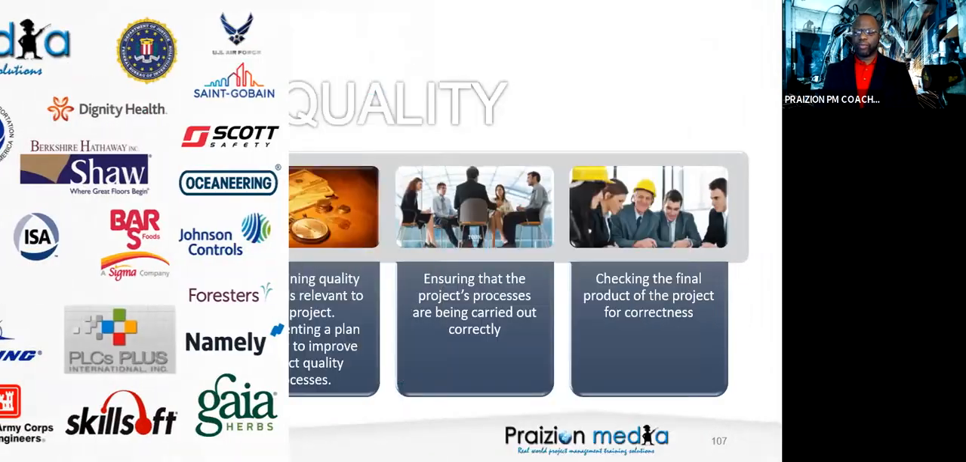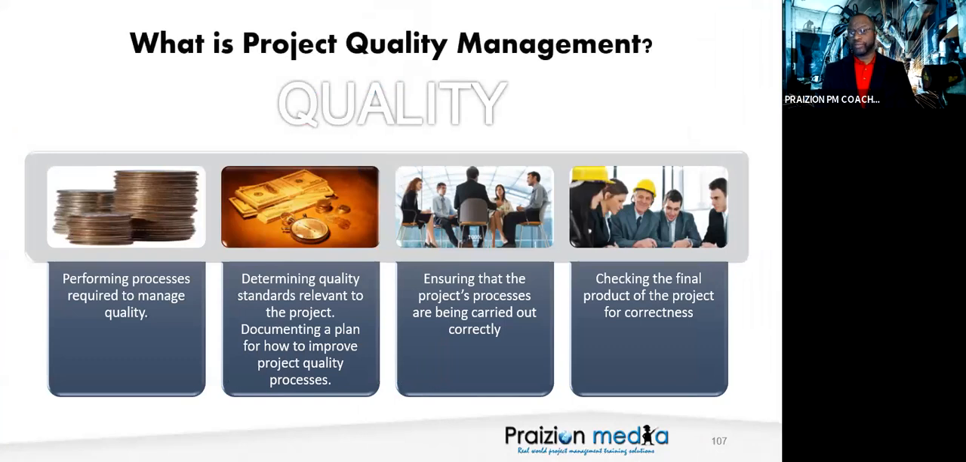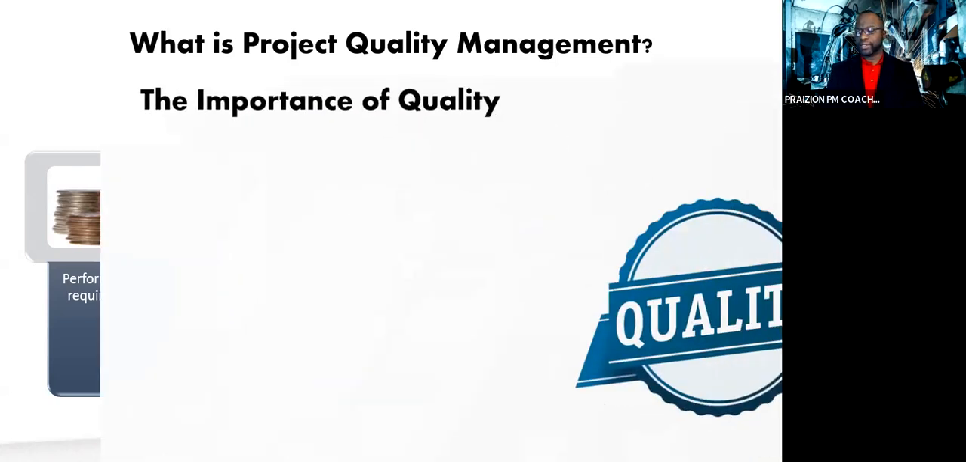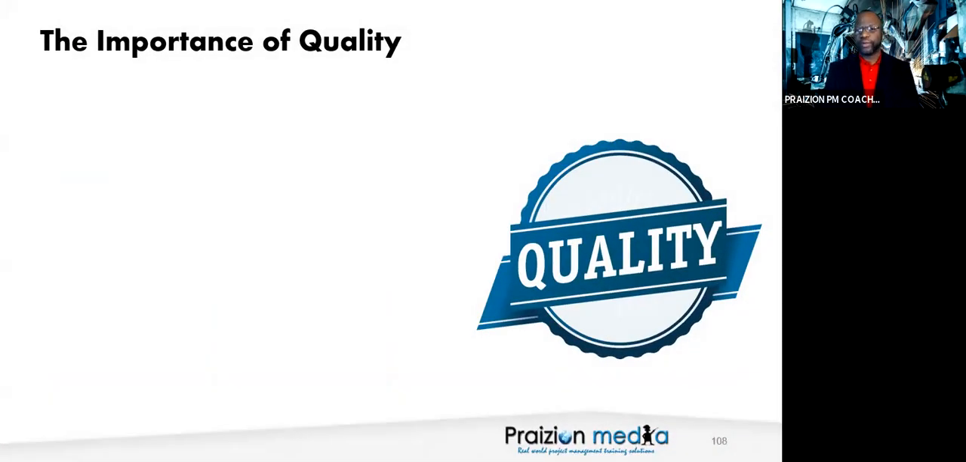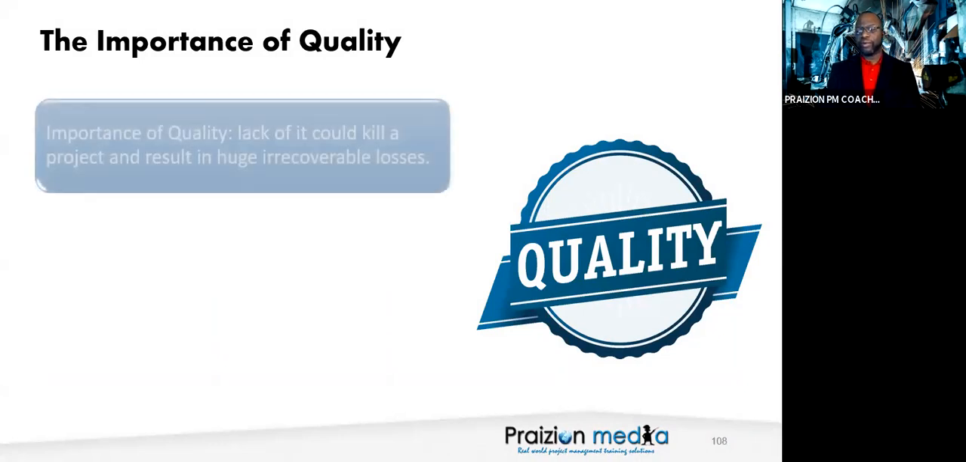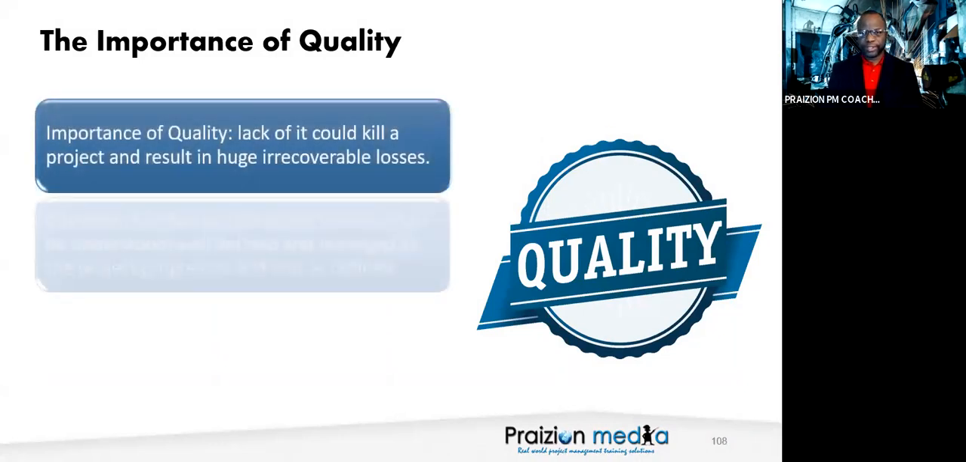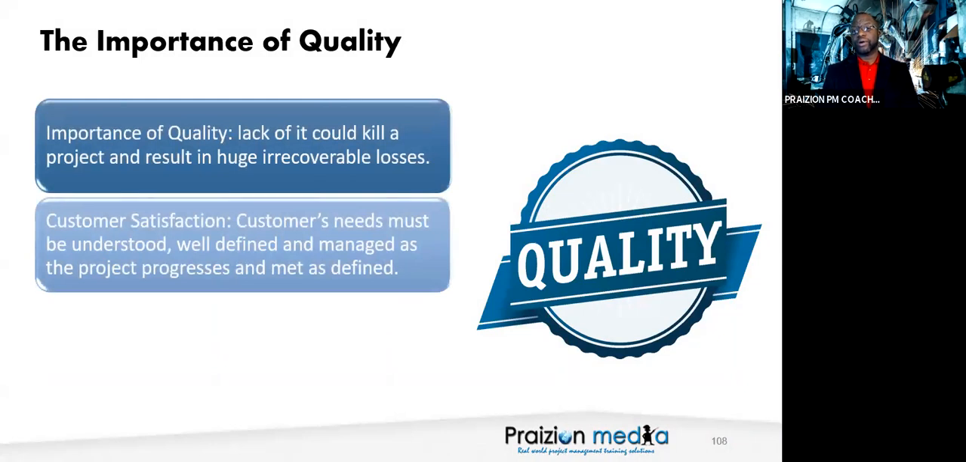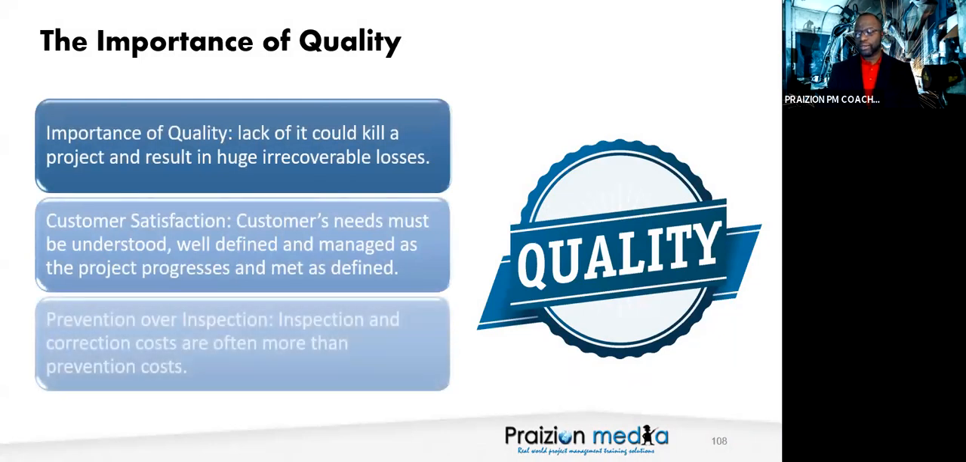So let's take a look at what quality is. As I said, it's fitness for use, it's conformance to requirements, and it's customer satisfaction. So in quality management, the first thing that we need to do is think about what quality is to us. The question, what is quality, should be answered. Quality is very important because the lack of quality could kill a project. Lack of quality could overtake an organization.